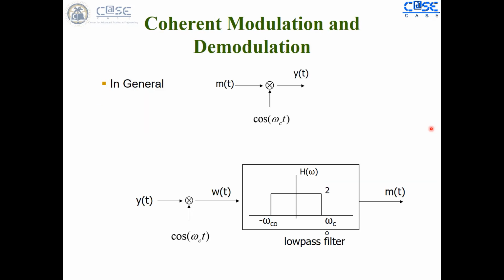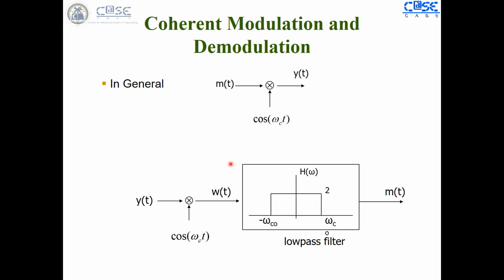We have also seen that we can easily recover the message signal by multiplying the same carrier signal with the received signal y of t at the receiver end, followed by the low pass filter, and then in the end we can easily decode the message signal m of t out of it. So we have seen the time domain and frequency domain of the basic modulation and demodulation process using coherent detection, in which we generate the carrier at the receiver end, the same carrier in frequency and phase as that of the transmitted carrier.